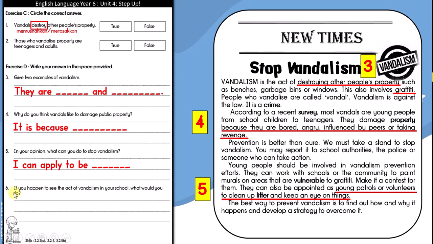The last question, which is question number 6. If you happen to see the act of vandalism in your school, what would you do? If you happen to see vandalism happening in your school, what would you do? So your answer should be report it to school authorities, the police, or someone who can take action. You can start your answer with I would report it, up to school authorities, or you can also continue the answer until who can take action.